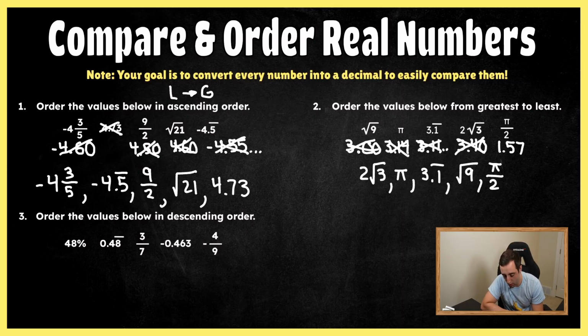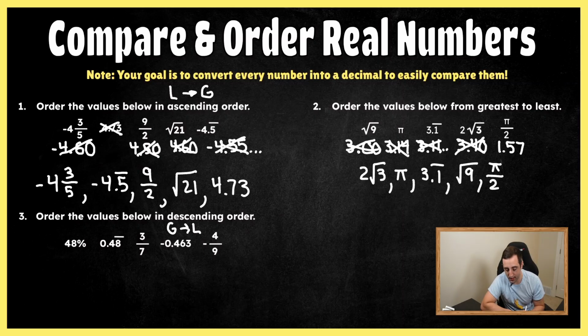Now let's go ahead and take a look at number 3. So we're going to order the values below in descending order. So we already did ascending, which is least to greatest, but descending is going to be the exact opposite, which is going to be greatest to least.